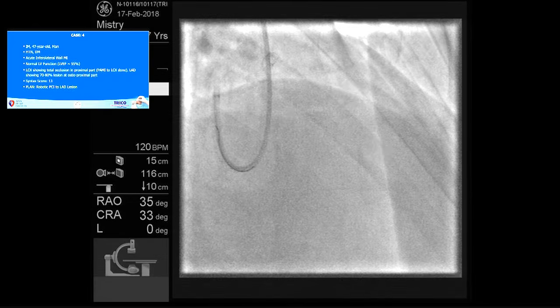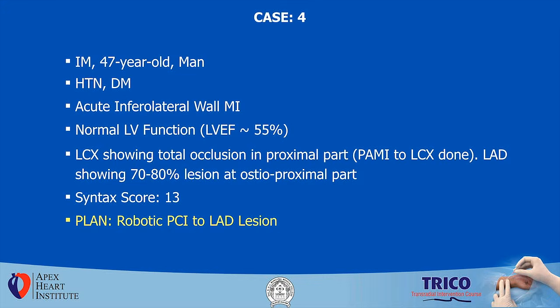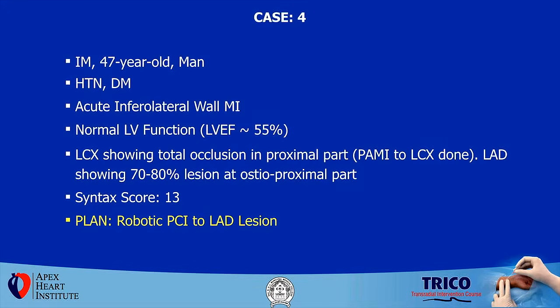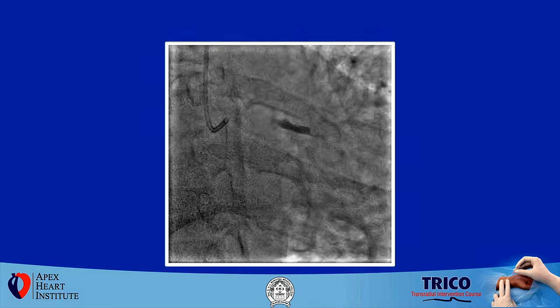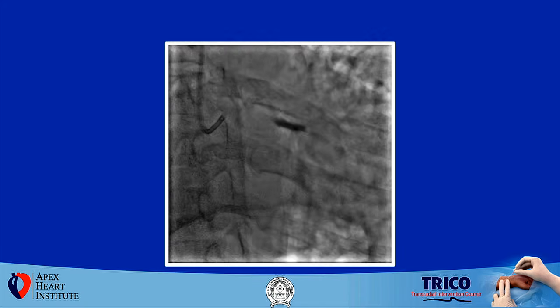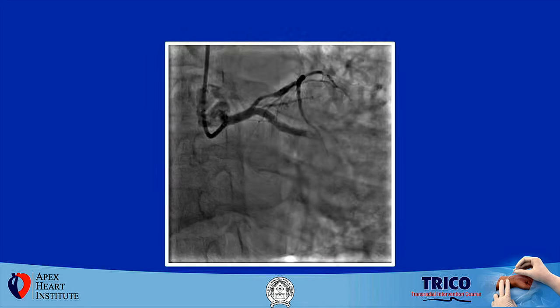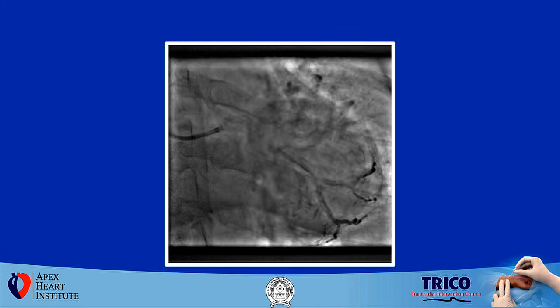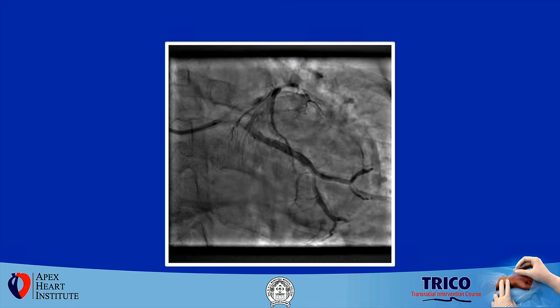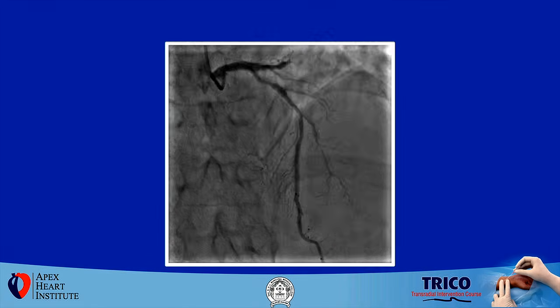Our next case for the session is a 47-year-old male with a history of hypertension and diabetes, who presented with acute inferolateral wall MI. He has good LV systolic function, the RCA shows insignificant disease, and the LCX shows thrombotic total occlusion. Primary angioplasty to the LCX has been done, and the LAD is showing an 80 to 90% lesion in the osteoproximal part. Syntax score is 13, and our plan is to do robotic assisted PCI to the LAD.